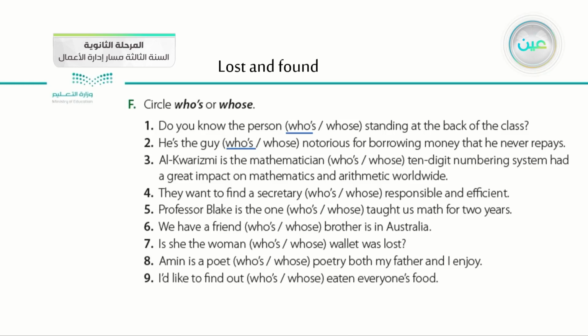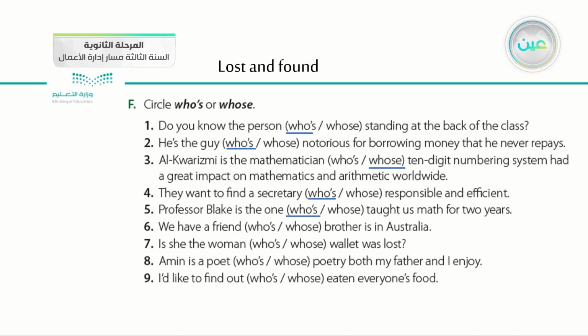Al-Khwarizmi is the mathematician whose 10-digit numbering system had a great impact on mathematics and arithmetic worldwide. What do you think, guys? It's whose, because all this work belongs to Al-Khwarizmi. Number 4: they want to find a secretary who's responsible and efficient. What do you think, guys? It's who is, okay? What about number 5? Professor Blake is the one who's taught us math for 2 years. What do you think? Very good. It's who is, okay?